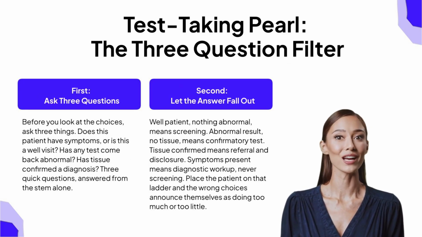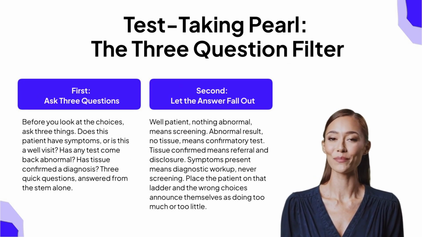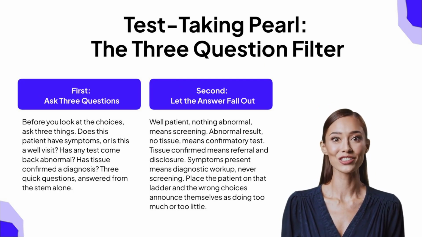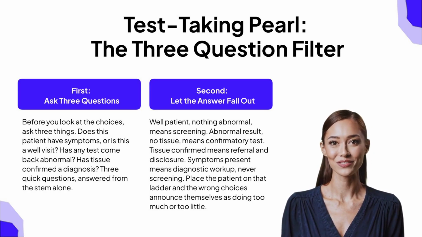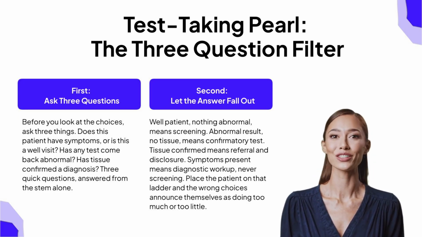Here is the pearl that ties this whole video together, and if you remember nothing else, remember this. It is the 3-question filter. Before you even look at the answer choices, ask 3 things. Does this patient have symptoms, or is this a well visit? Has any test come back abnormal? And has tissue confirmed a diagnosis? 3 quick questions, all answered from the stem alone. Then let the answer fall out.